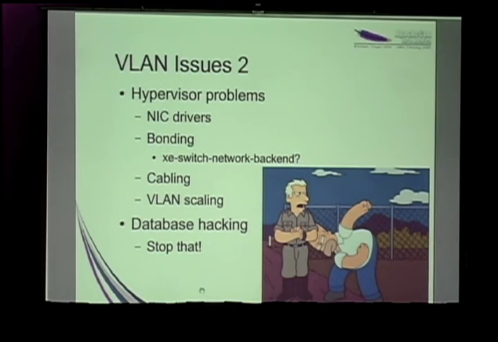VLAN scaling, you know, not that many solutions besides upgrade to XenServer 6.1. Or use fewer VMs or VLANs. That's not good, I guess. And then to fix your database hacking, just, you know, I don't know, just go back and undo it.